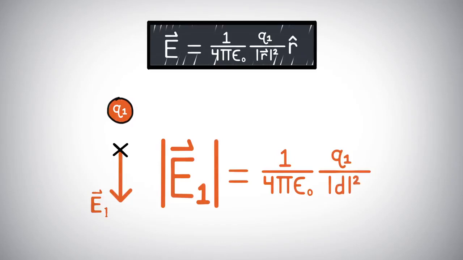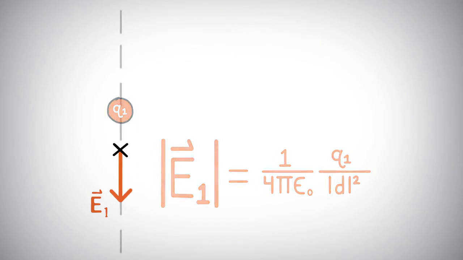The direction of E1 is represented by the direction of this arrow, which points away from Q1, as it should since Q1 is positive, along the line joining point x with the location of Q1.